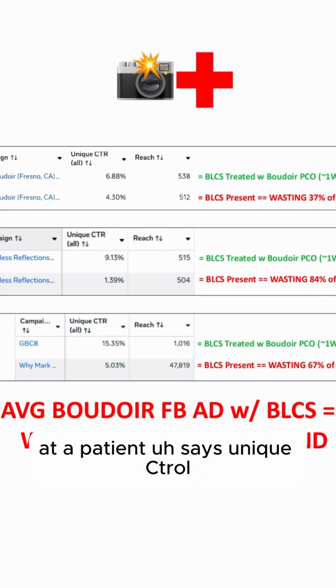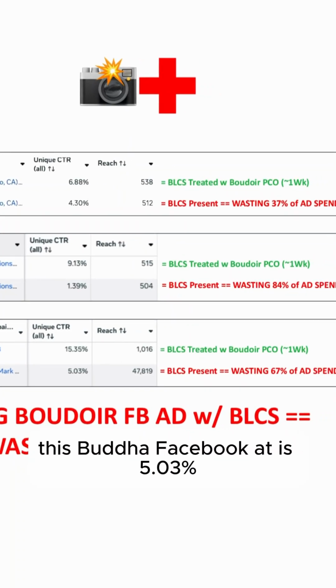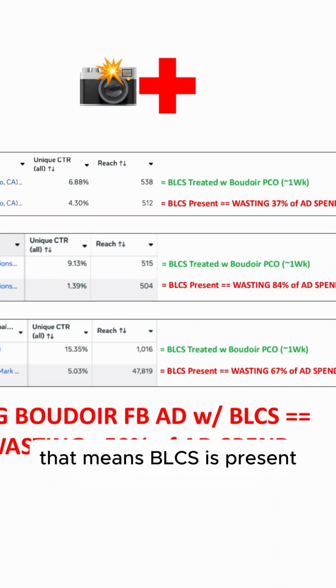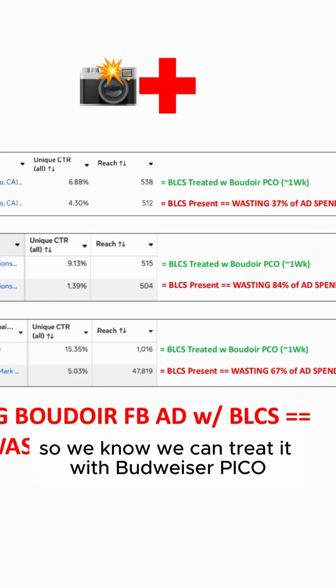Finally, had a patient, size unique CTR. His Boudoir Facebook ad is 5.03%. When unique CTR is under 6%, that means BLCS is present, Boudoir low-click syndrome. So we know we can treat it with Boudoir Pico. It takes about a week.